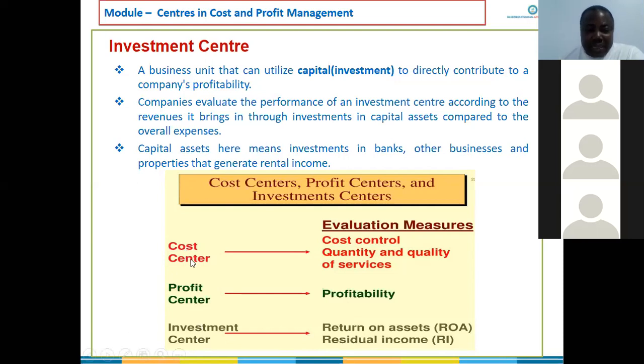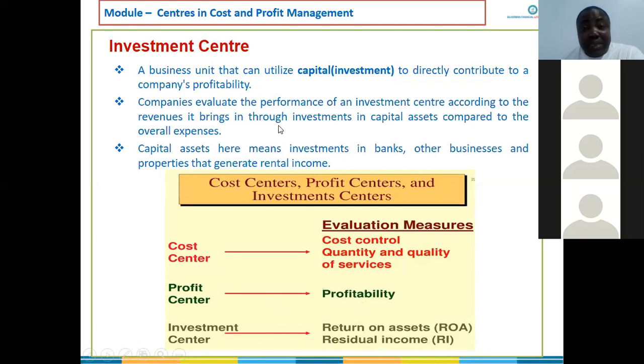So you see cost center. For evaluation of measures, they look at cost control, quantity and quality of services, okay? Then a profit center, they focus on profitability, okay? And then the investment center, we are also talking about return on asset and residual income and the rest.